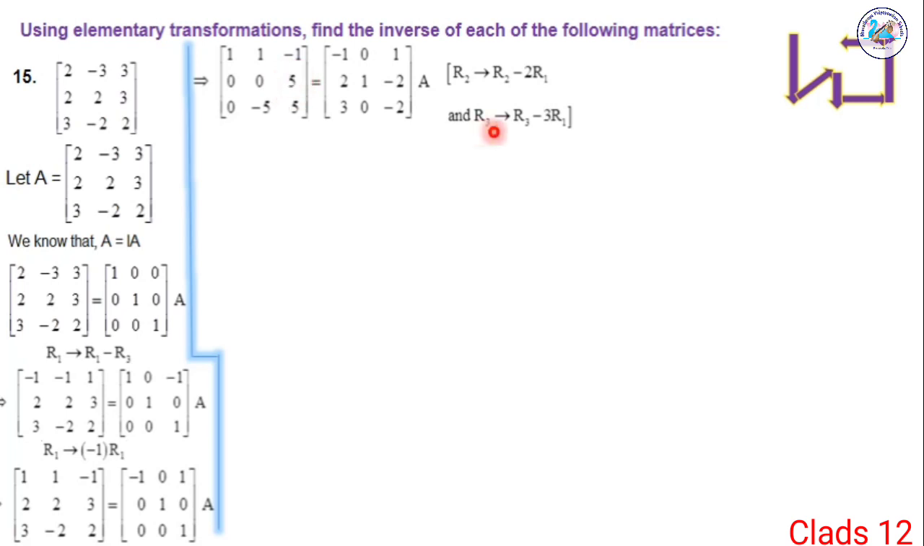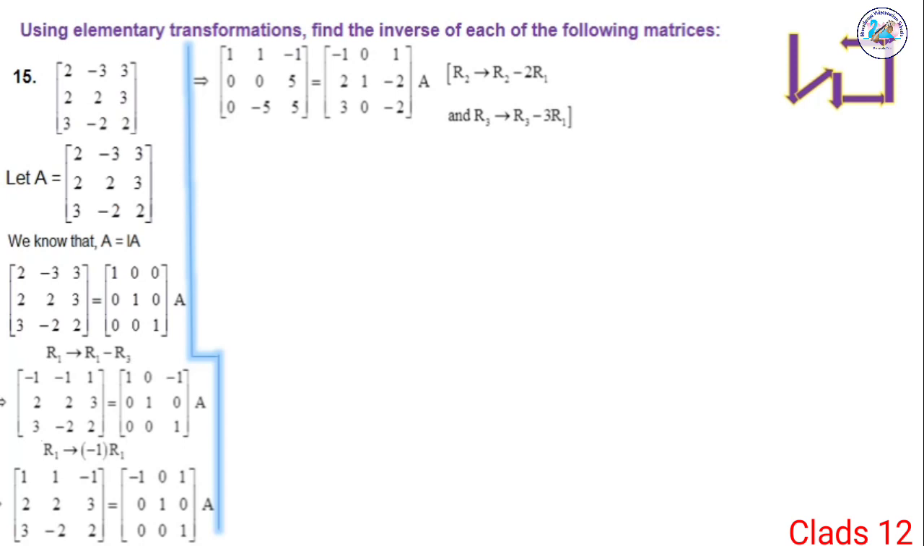Then the third row also I am changing. Third row is 3 minus 3 into 1. 3 minus 3 into 1 is 3 minus 3, that is equal to 0. Next is minus 2 minus 3 into 1. That is minus 2 minus 3, that is equal to minus 5. Next is 2 minus 3 into minus 1. So 2 plus 3, that becomes 5. So carefully you have to do. If you feel inconvenience, write and do it.